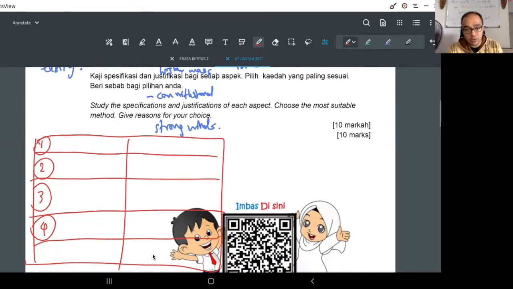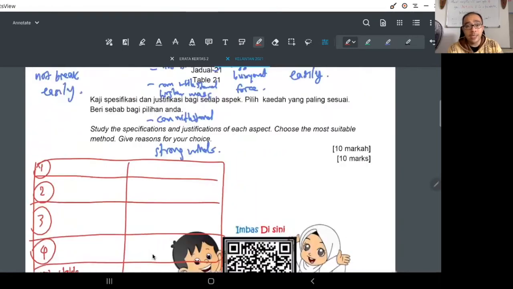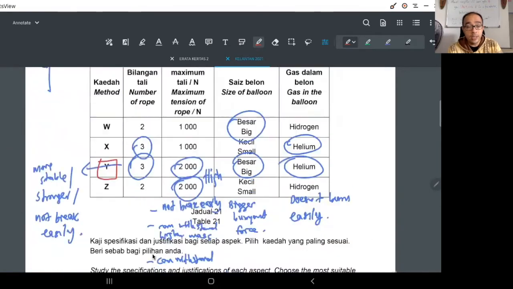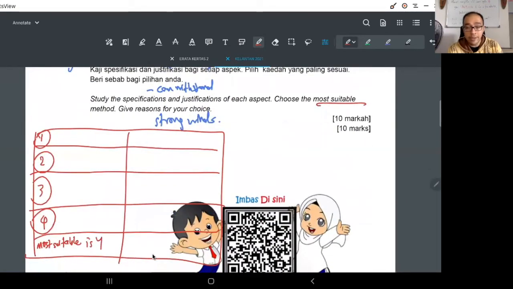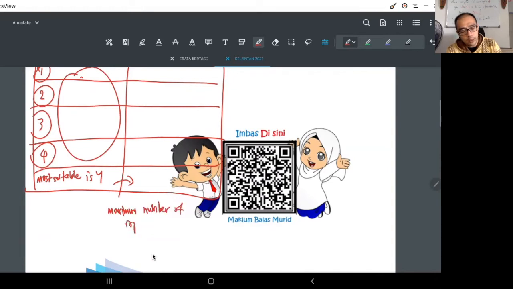Okay, and so on and so forth. How do you get the last 2 marks? I will usually write is the most suitable, because most of the time the soalan akan tanya yang most suitable lah. Choose the most suitable. The most suitable method is Y. So the most suitable is Y. And then on the right side, you write the reasons. When you write the reasons, you only write these 4. Which is maximum number of ropes is high, comma.